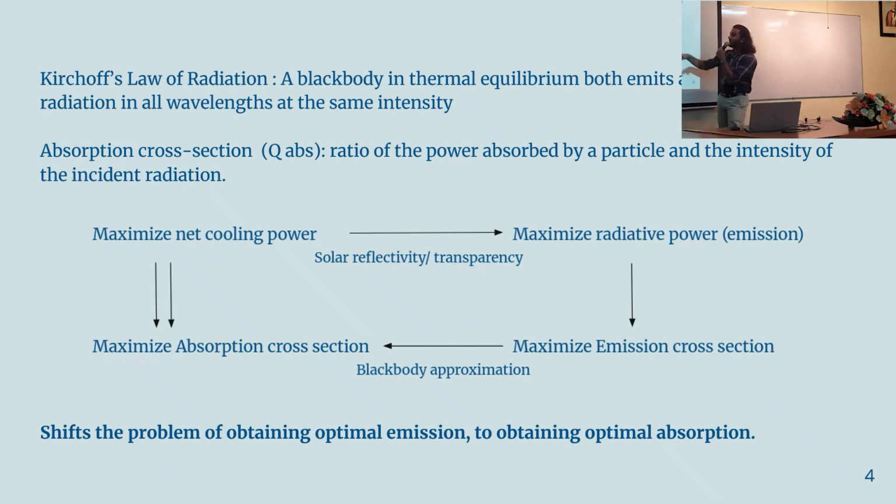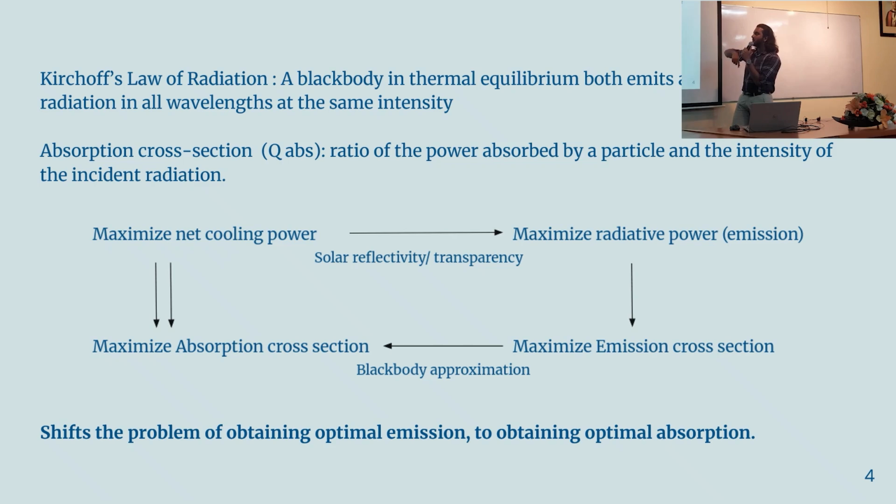So under the solar reflectivity and transparency approximation, by maximizing net cooling power, what we do is we maximize radiative power. And so power is directly related to the cross-section quantity as I defined above. We can say we maximize the emission cross-section there. So maximizing the radiative power is the same as maximizing the emission cross-section. And under that black-body approximation, it's the same as maximizing absorption cross-section.